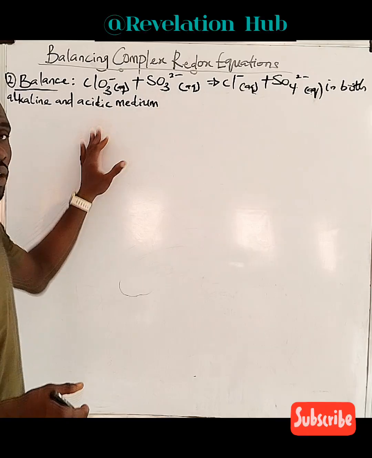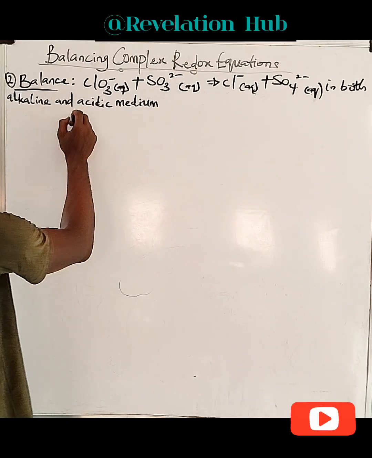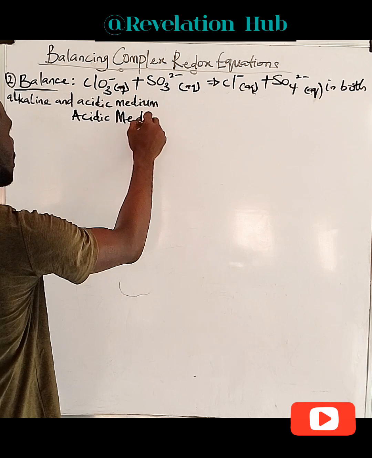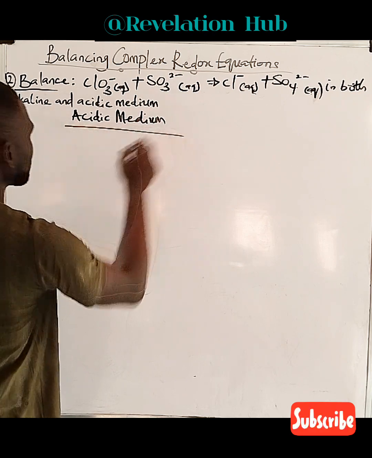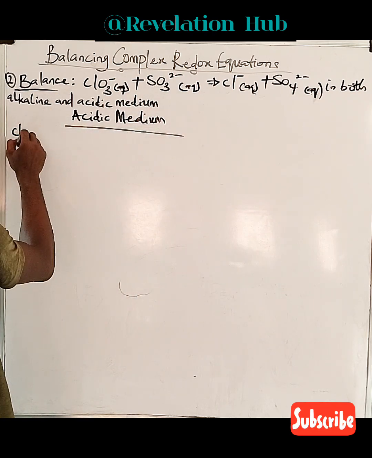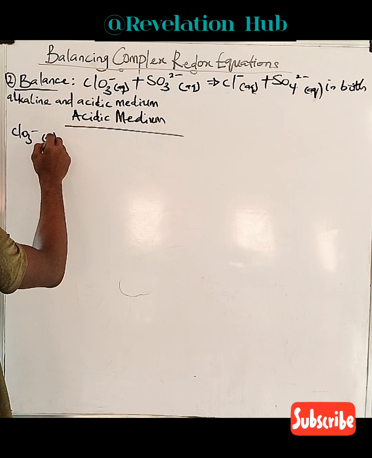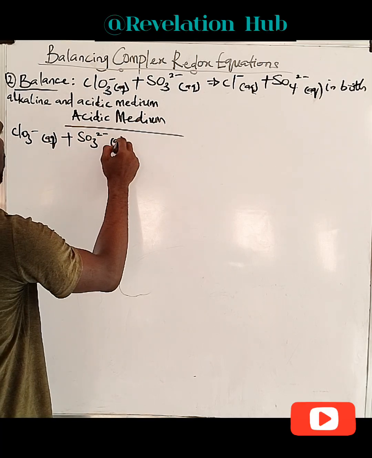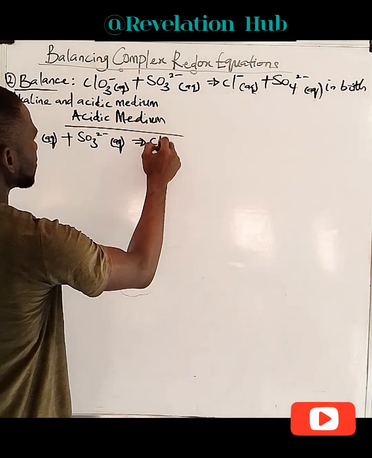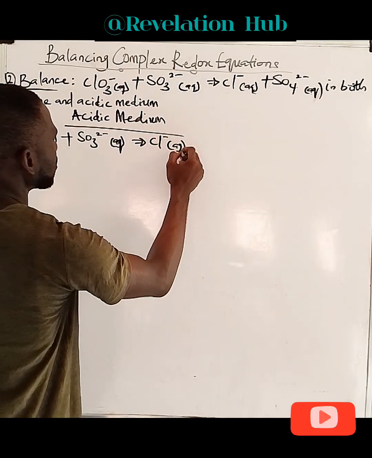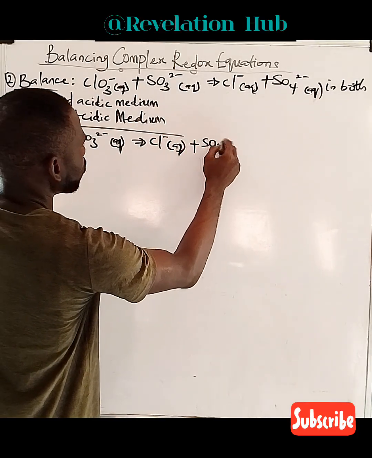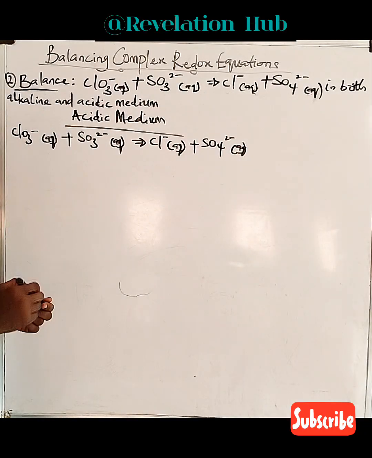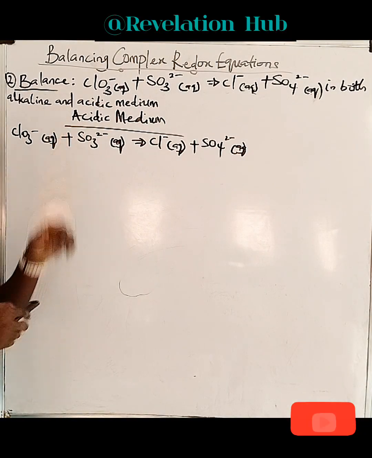And don't forget, first of all, we're going to be writing out our oxidation numbers. We are using the ion-electron method. So, acidic medium: ClO3 minus, aqueous, plus SO3 2 minus, aqueous, both give us Cl minus, aqueous, plus SO4 2 minus, aqueous. So let's get the oxidation numbers. We're solving these in acidic medium.